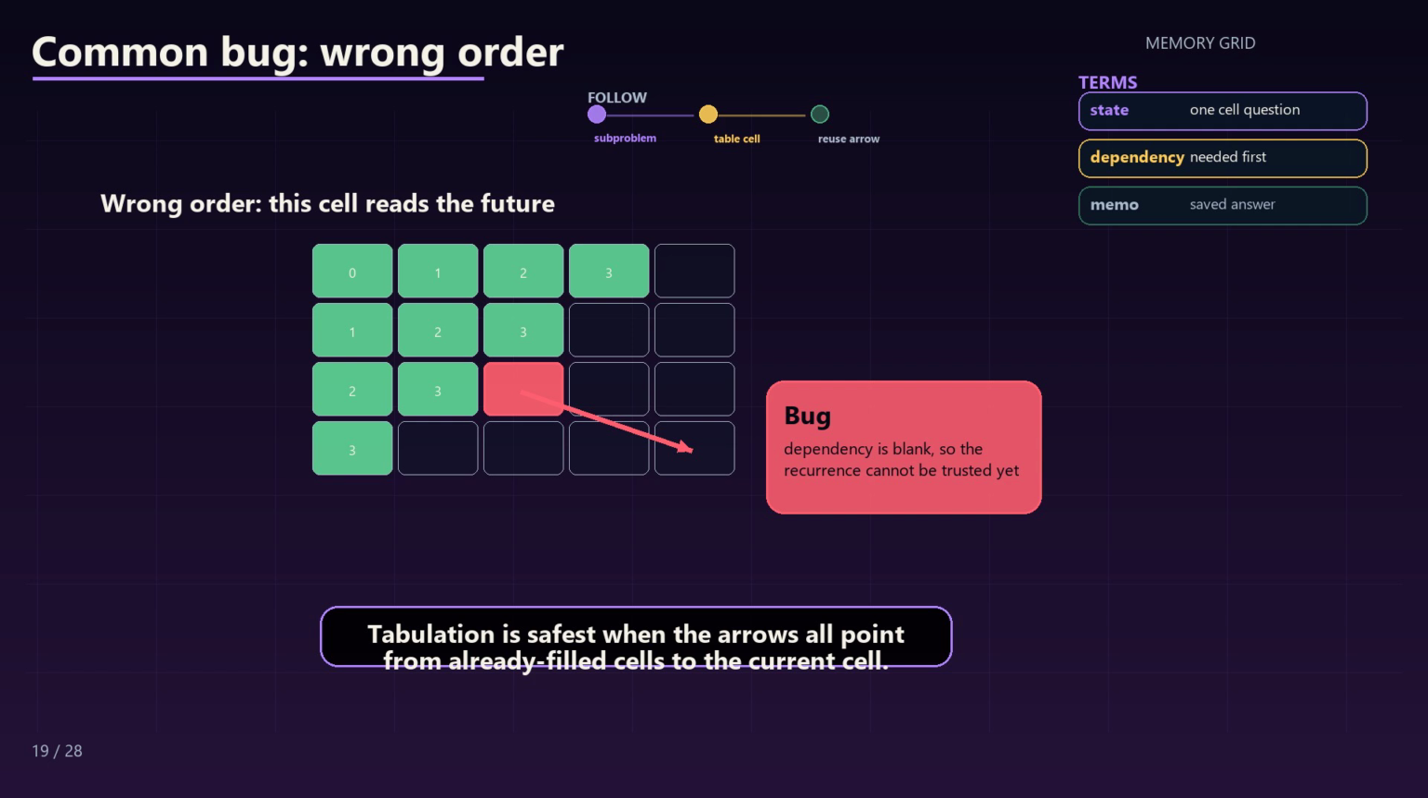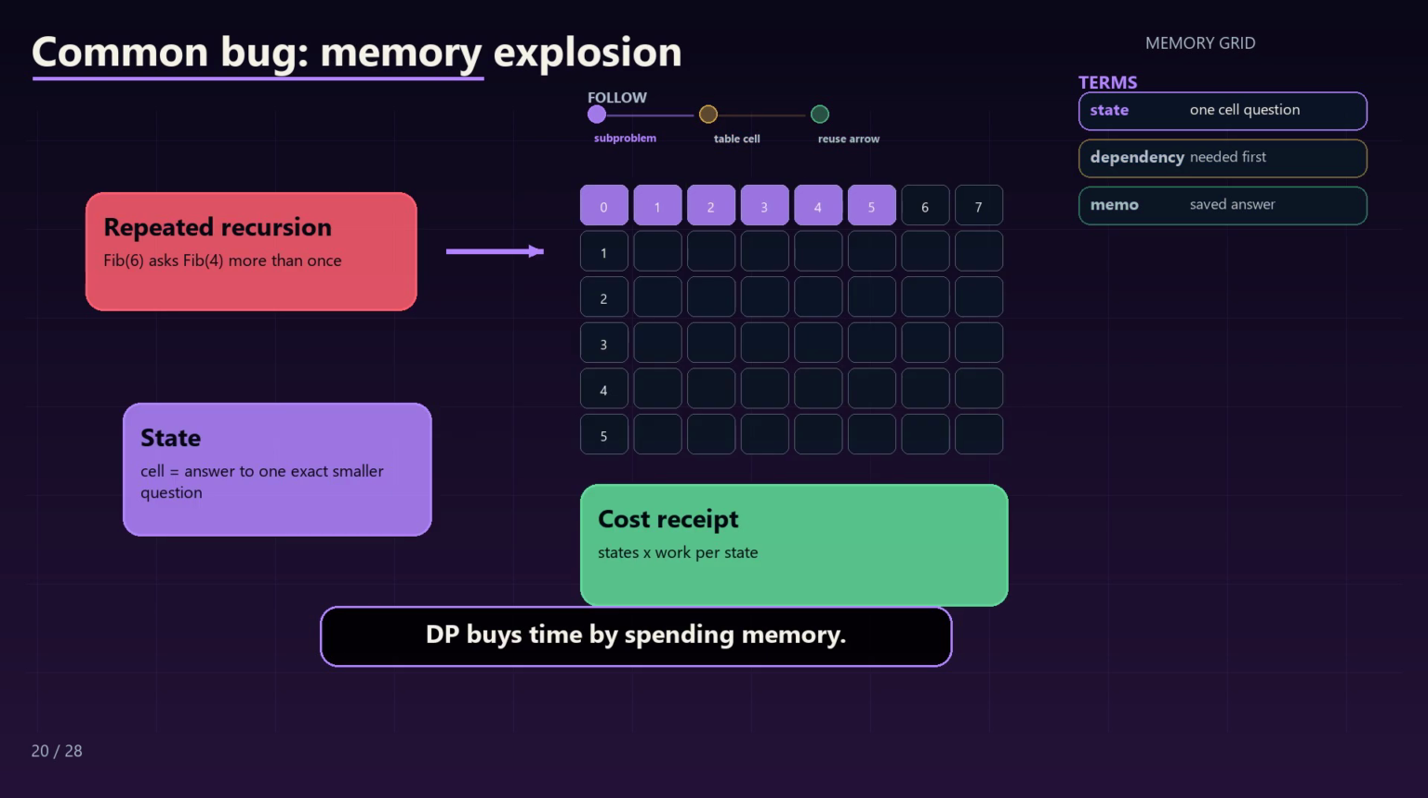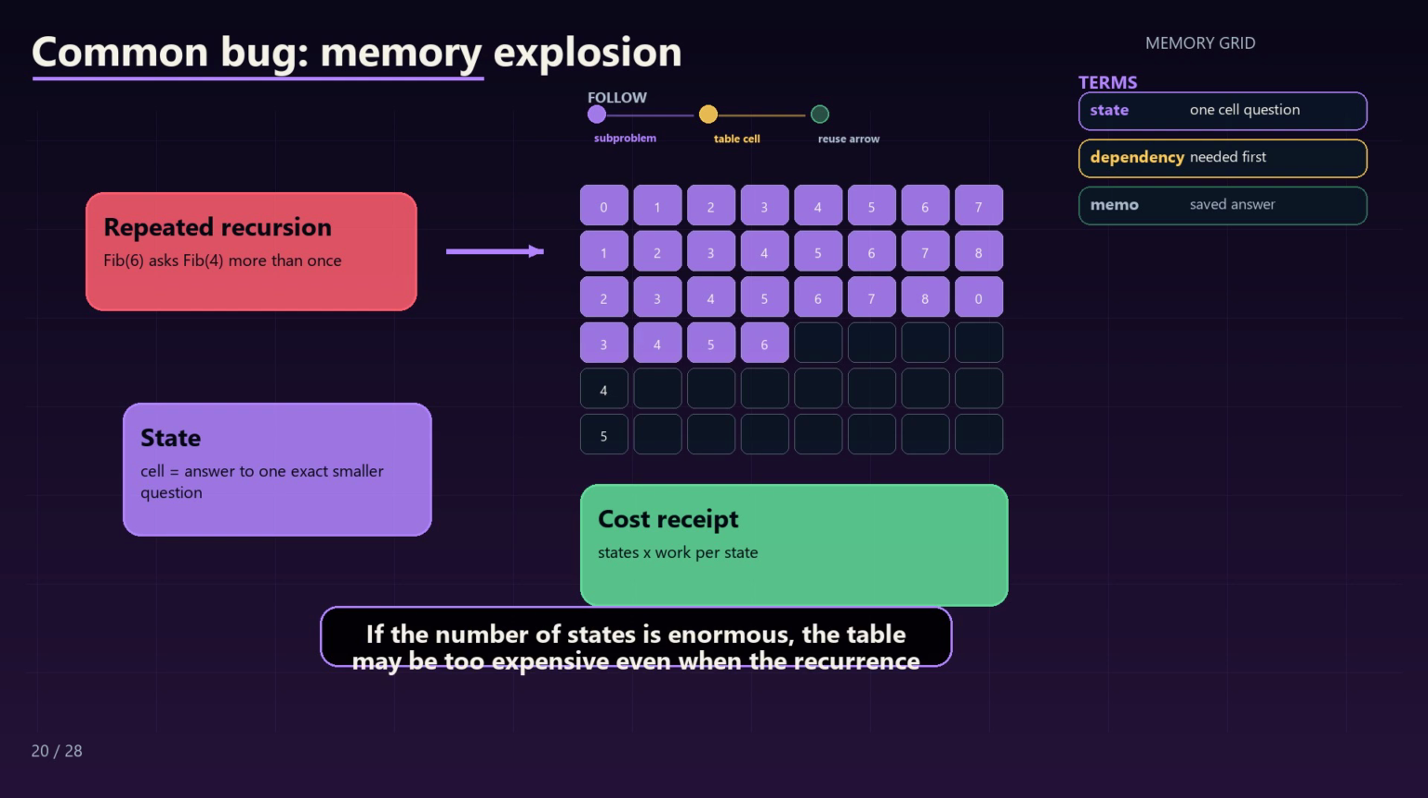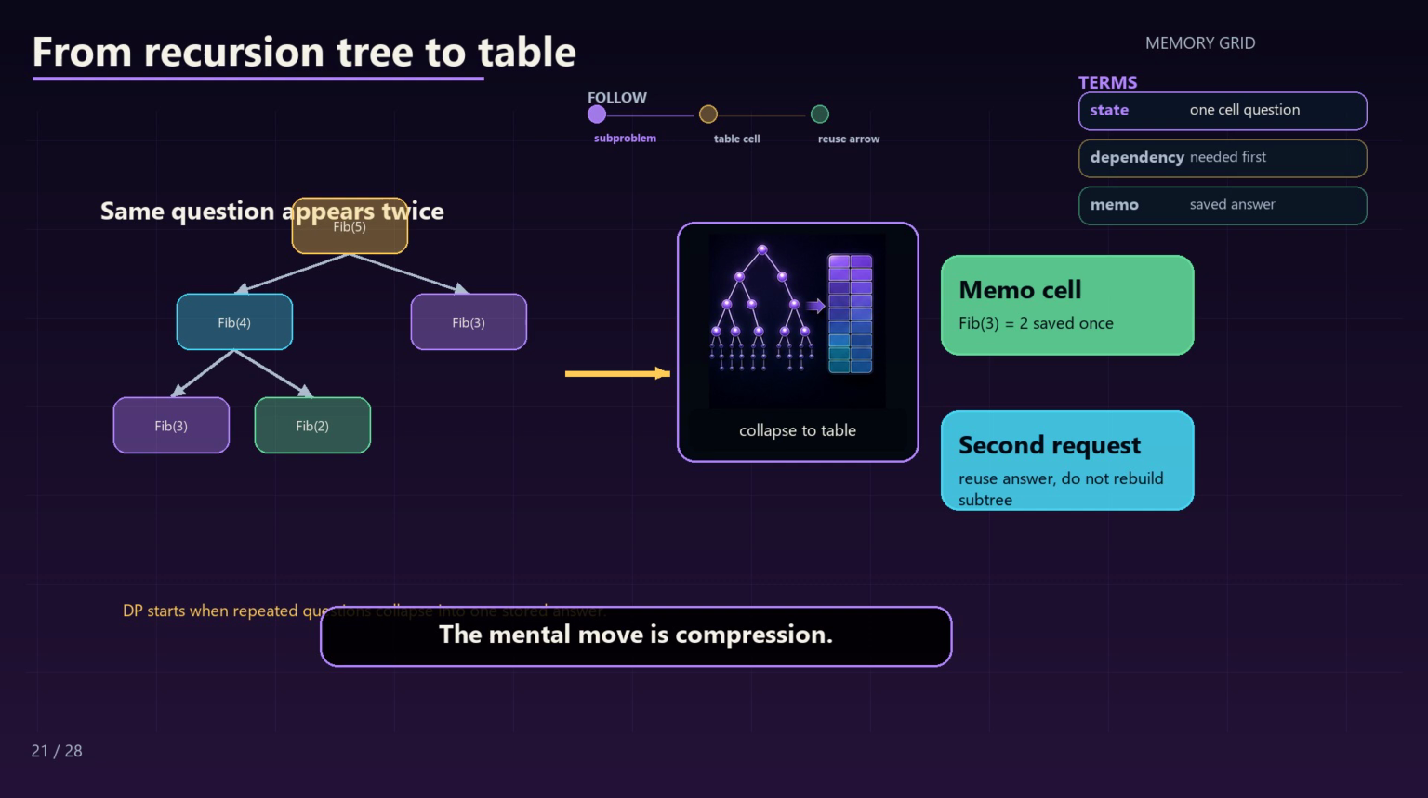Tabulation is safest when the arrows all point from already filled cells to the current cell. If an arrow points forward into a blank space, the recurrence may be correct, but the fill order is wrong. The formula can be beautiful and still betray you if it reads a future answer that does not exist yet. DP buys time by spending memory. If the number of states is enormous, the table may be too expensive even when the recurrence is correct.